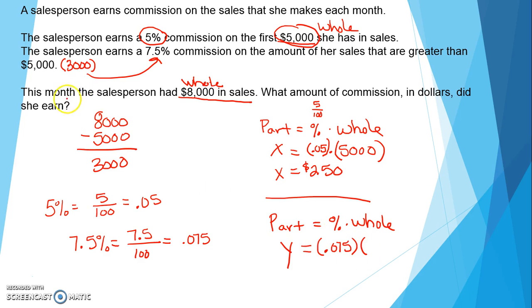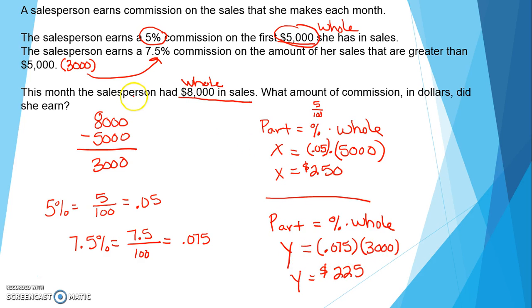Now what's the whole amount that this is on? That's on the amount over 5,000. So I'll put 3,000 in place of the whole, and then I'll do 0.075 times 3,000. So on that next $3,000, she made an additional $225. She makes a higher commission on that last 3,000.